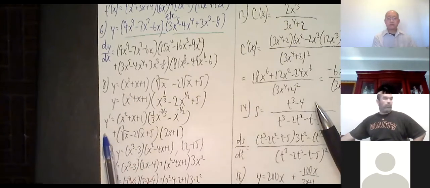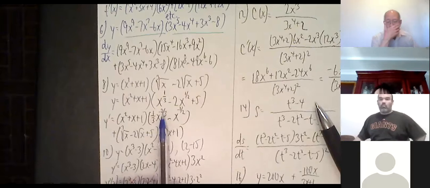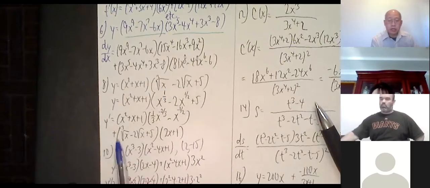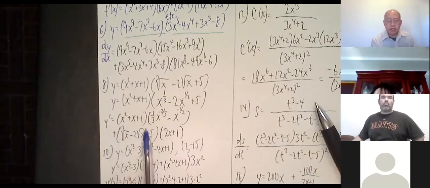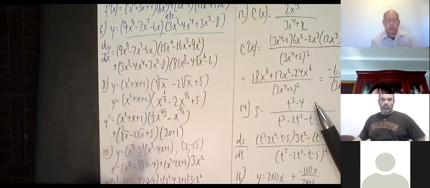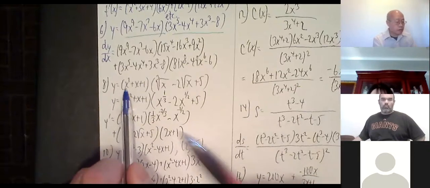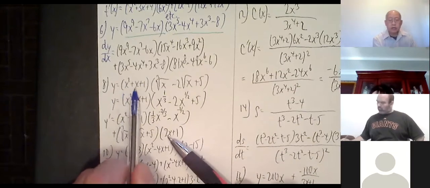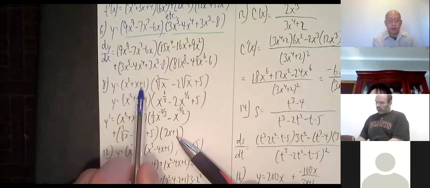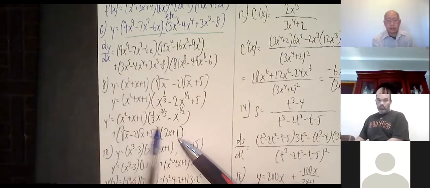Plus the other way around. Second function. So if I'm going to write the second function, I might as well write the original. So I just copy this. Cube root of x minus 2 radical x plus 5, second function. And now times the derivative of the first function. So the derivative of x squared is 2x. Derivative of x is 1. And the derivative of 1 is 0, so you don't have to write it. Okay, so there it is.